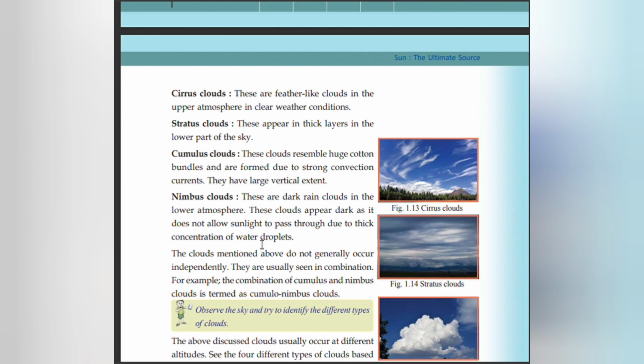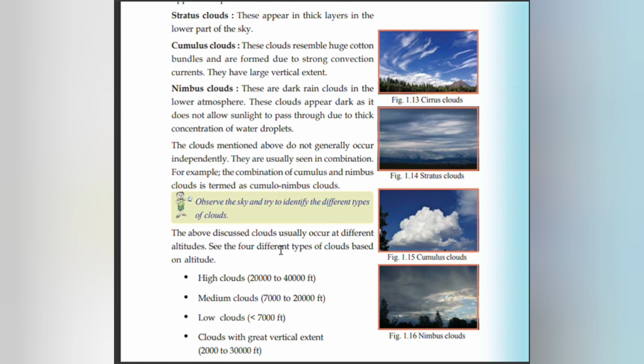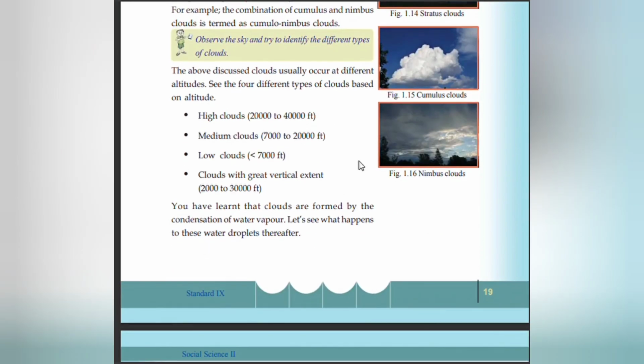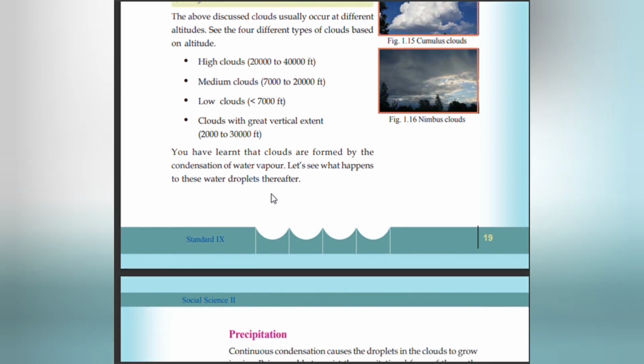The clouds mentioned above do not generally occur independently. They are usually seen in combination. For example, the combination of cumulus and nimbus clouds is termed cumulonimbus clouds. The above discussed clouds usually occur at different altitudes. See the four types of clouds based on altitude. High clouds, 20,000 to 40,000 feet. Medium clouds, 7,000 to 20,000 feet. Low clouds, less than 7,000 feet. Clouds with great vertical extent, 2,000 to 30,000 feet.